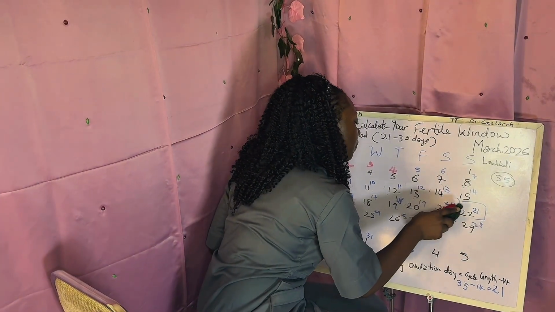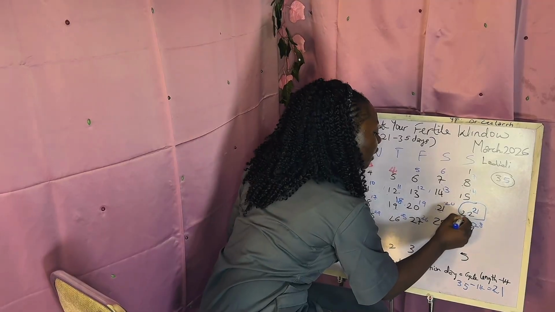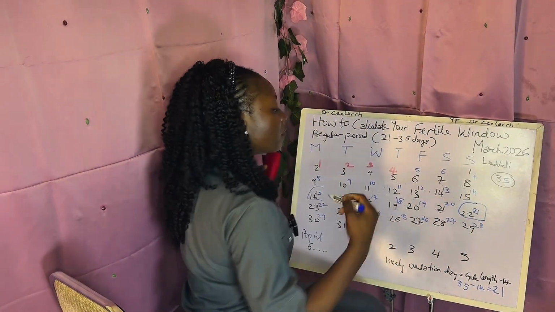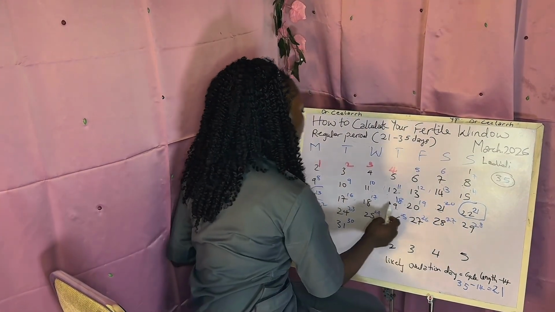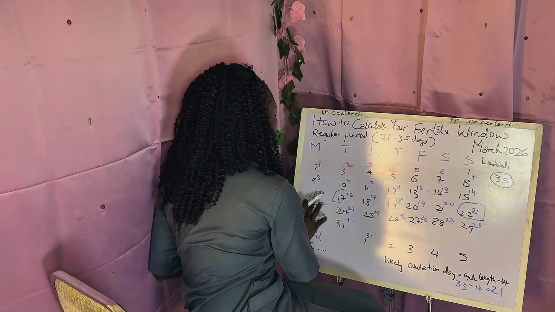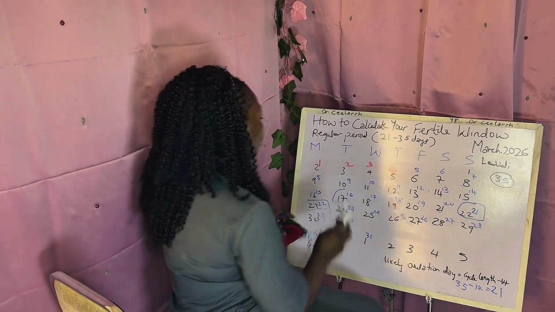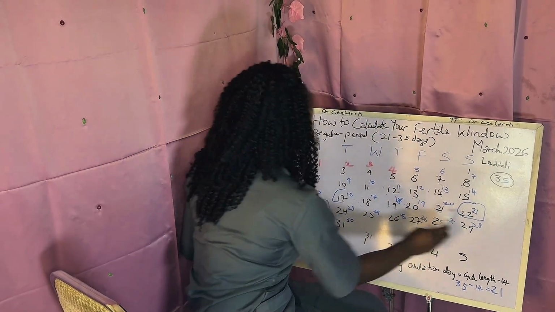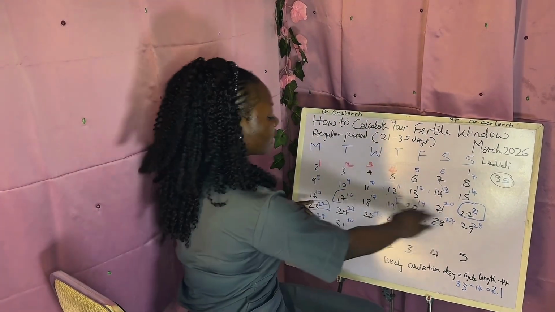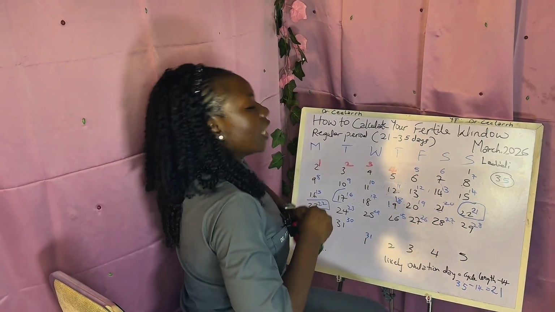Let me repair this one first. Okay, so this is the 21st day of her cycle. She's likely to ovulate here. So 5 days before this day is 1, 2, 3, 4, 5. So here, let's cancel this one. Plus 1 day after, which is here. Okay, so 1, 2, 3, 4, 5, 6, 7. These days form her fertile window for this 35-day cycle.